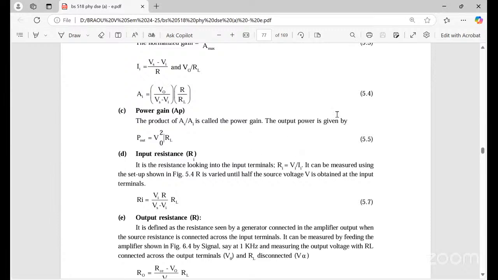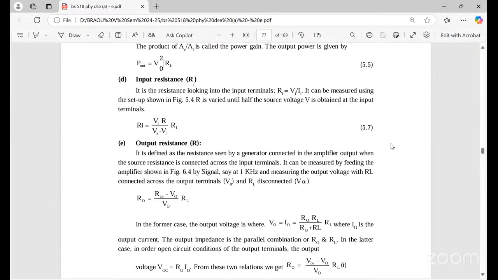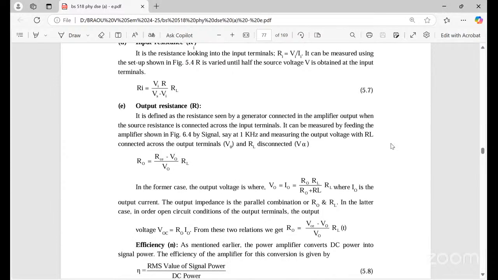Voltage gain, current gain ratio, which may be given here as power, V square by RL. What is the input resistance? According to Ohm's law, Ri equals Vi by Ii. Output resistance.